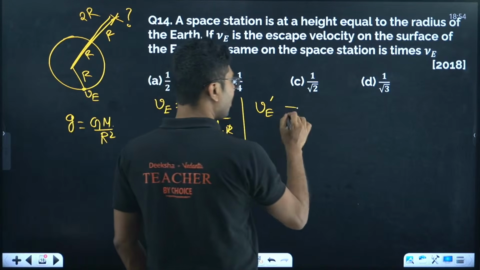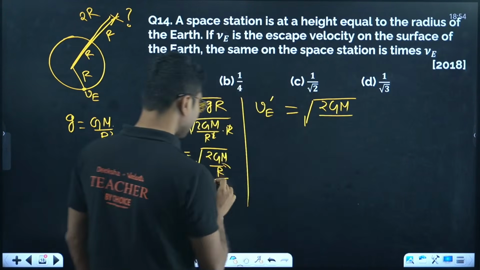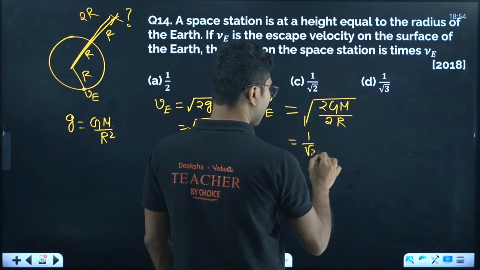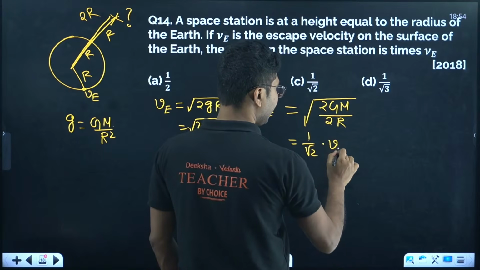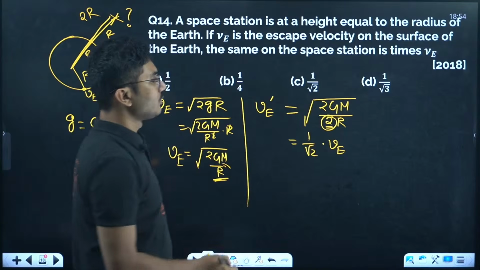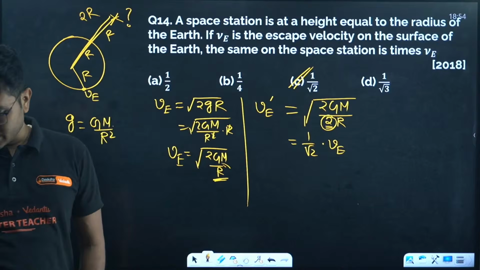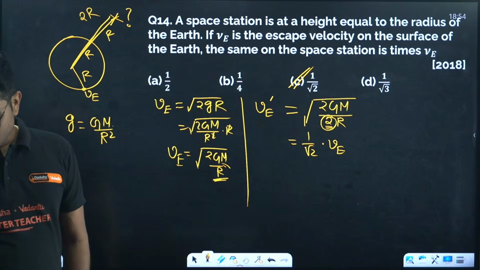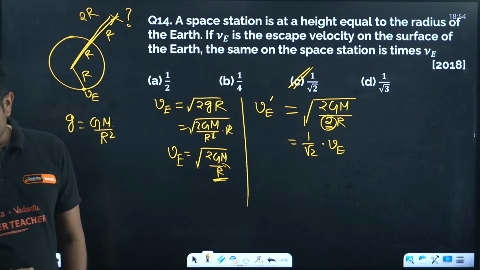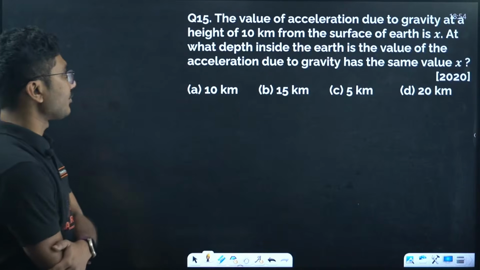So the same formula will apply. The only thing that will change is this R will become 2R. So you can write this as 1 by root 2 into VE. Obviously if you take the 2 out of the square root, everything else becomes the escape velocity. So as you go up, the escape velocity will become 1 by root 2 times the escape velocity on the surface. So the correct answer is option C. Most of you have answered C, some of you have answered wrong, B as well, but anyway, option C is correct. Now let's move on to the next question.